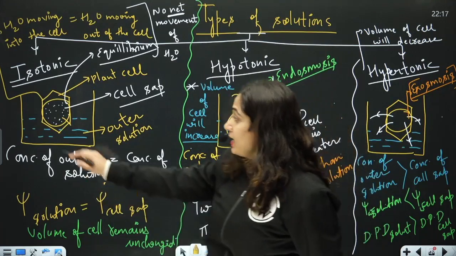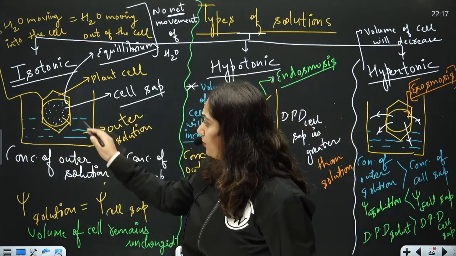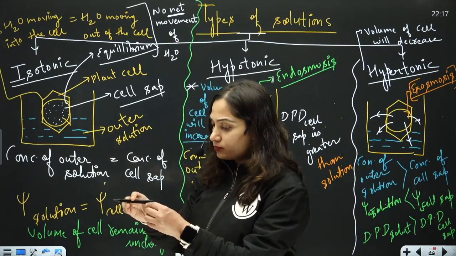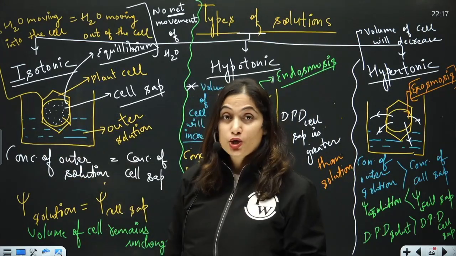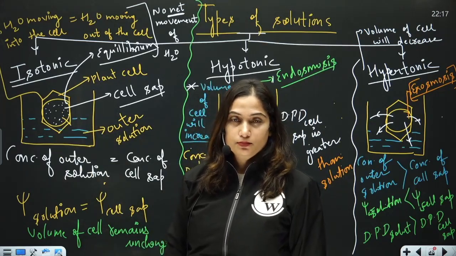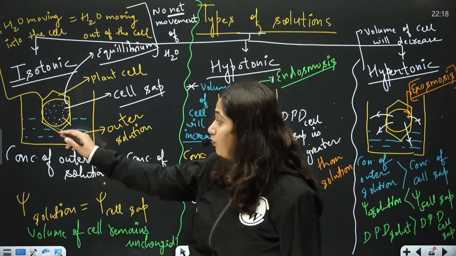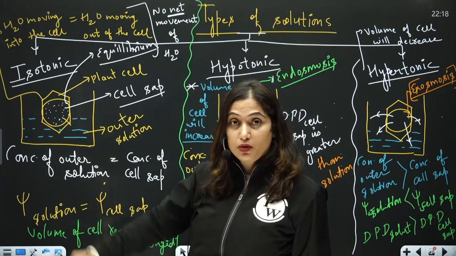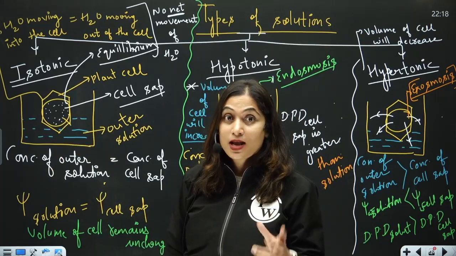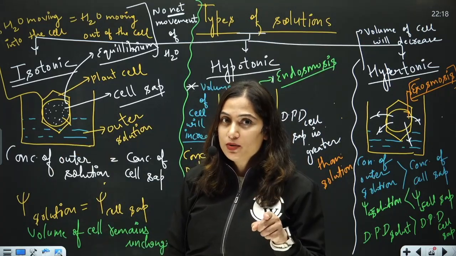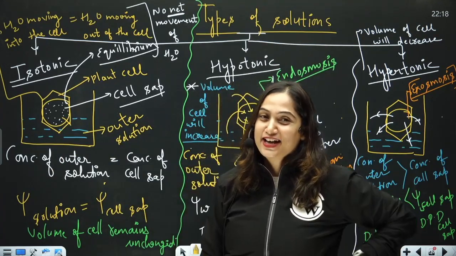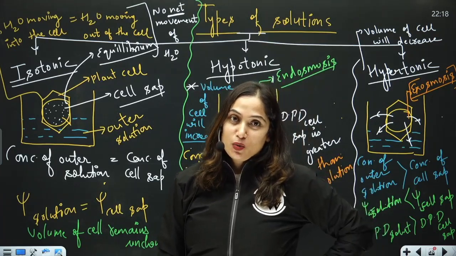That means in this case, the water potential of the solution and the water potential inside the cell are similar. So there will be a condition of equilibrium, right? The amount of water going in will be equal to the amount of water going out. So the net movement of water will be zero. And there is a condition of equilibrium.